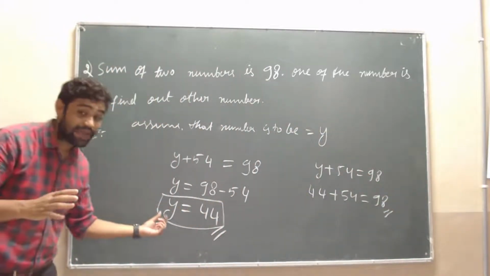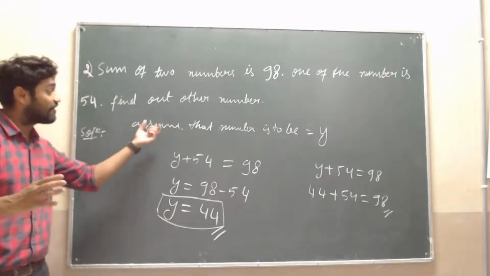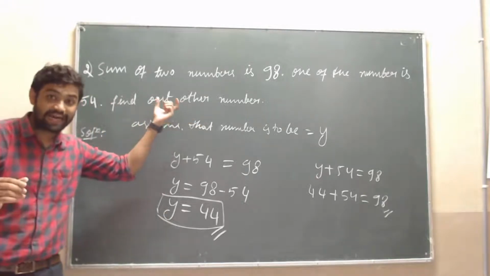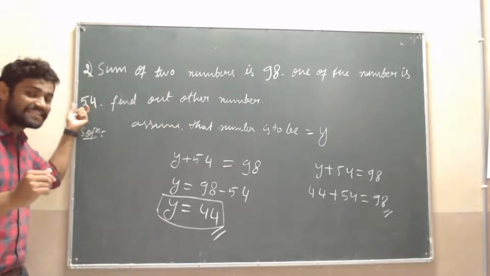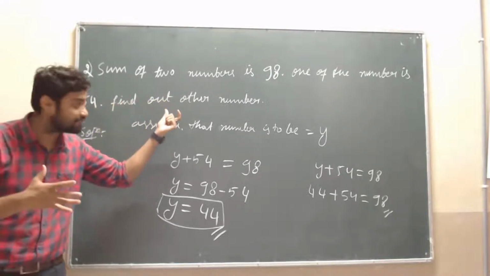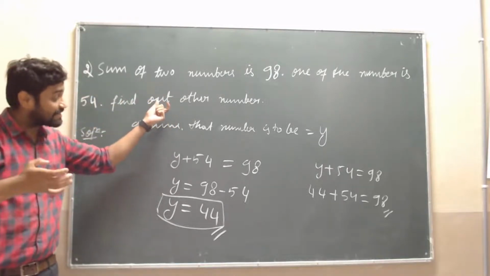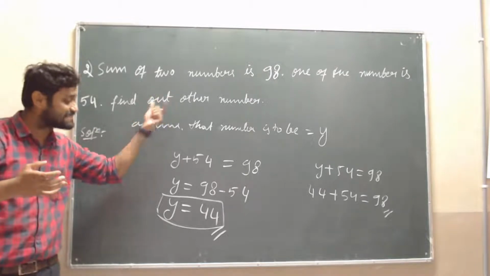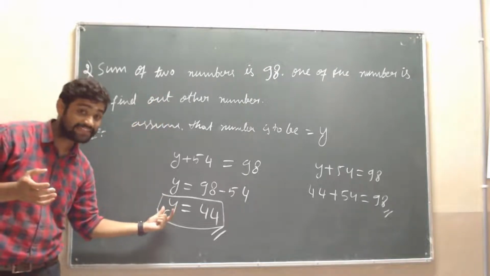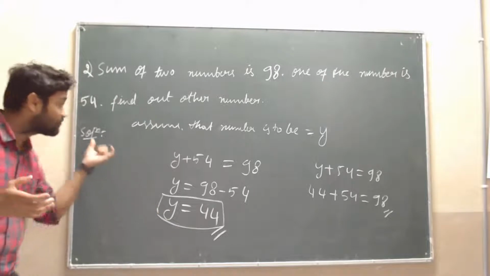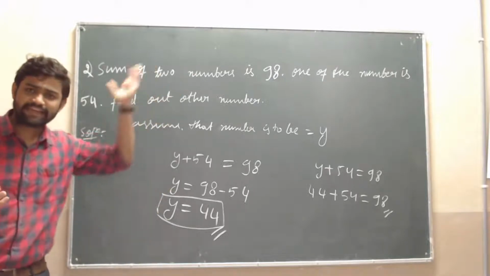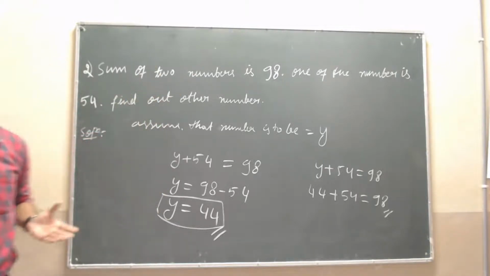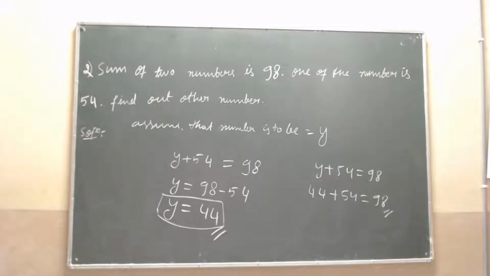Then we can say that LHS is equal to RHS. Yes. Then what is y? Y is the another number. First number he has given, that is 54, and another number he doesn't give. That's why the second number is y. Then y is what? 44. And 54 plus 44 is 98. Okay? Yes. Move to the next question.